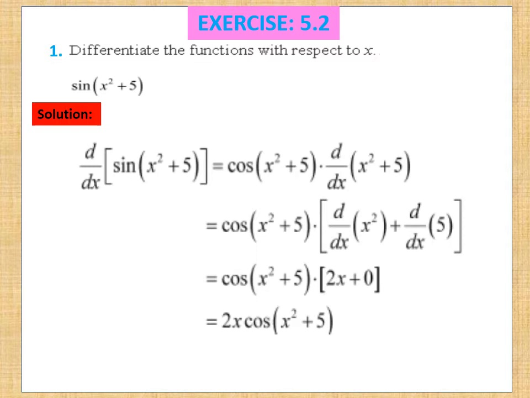So in the solution you can see that first we have taken the differentiation of sine, and differentiation of sine is what? Cos. So we are getting cos(x² + 5). So we have to multiply it by the differentiation, that is d/dx of the second, x² + 5. And differentiation of x² + 5 is what? x² gives 2x and 5 is a constant, so differentiation of 5 is 0. Clear? So we are getting cos(x² + 5) multiplied by 2x + 0. So our final answer is 2x multiplied by cos(x² + 5).